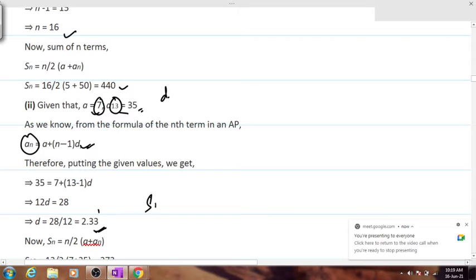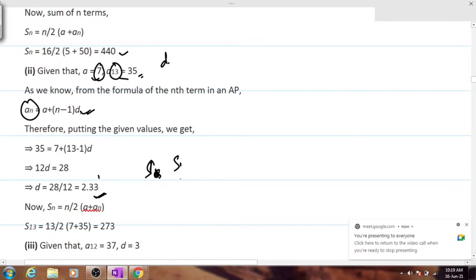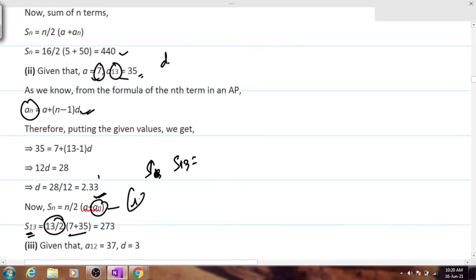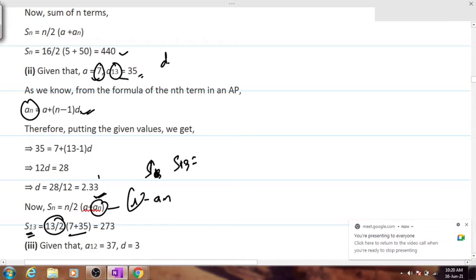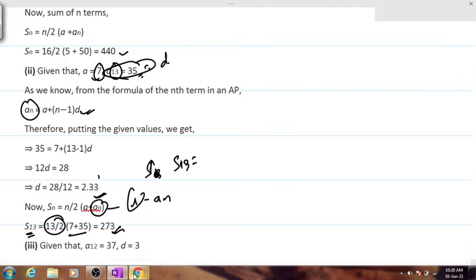Similarly, go on to calculate the value for S13 now. S13 needs to be calculated, 13 by 2 into a plus an. Now this an, don't get confused, you can either write it L or you can write it an. It's basically the last number of the series. Over here the last number of the series has been given to us as 35. Clear? Now did everybody get the answer as 273? Kindly confirm yes or no.